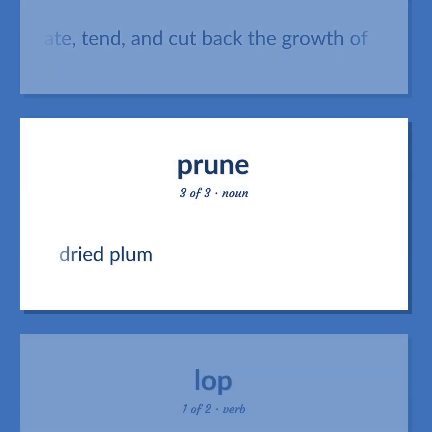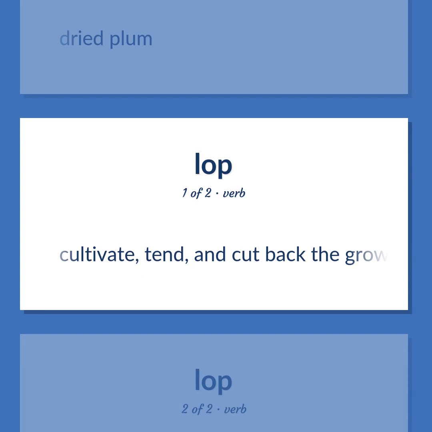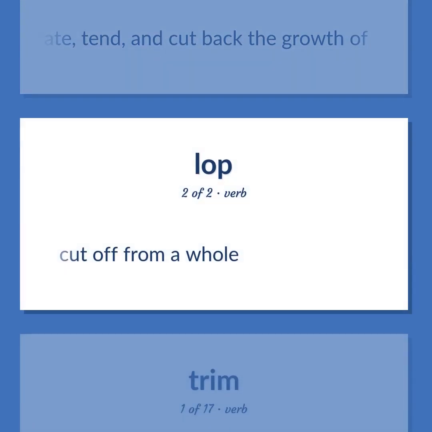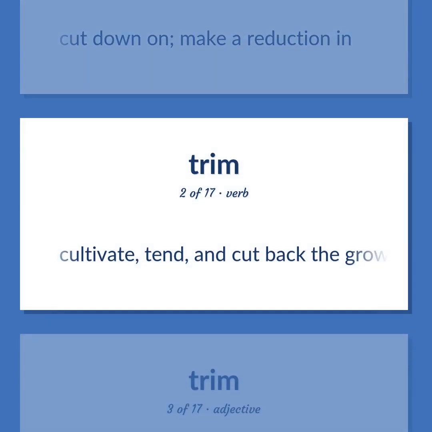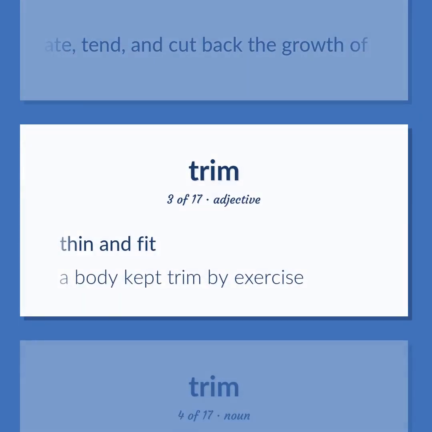Dried plum. Cultivate, tend, and cut back the growth of. Cut off from a hole. Cut down on. Make a reduction in. Cultivate, tend, and cut back the growth of.